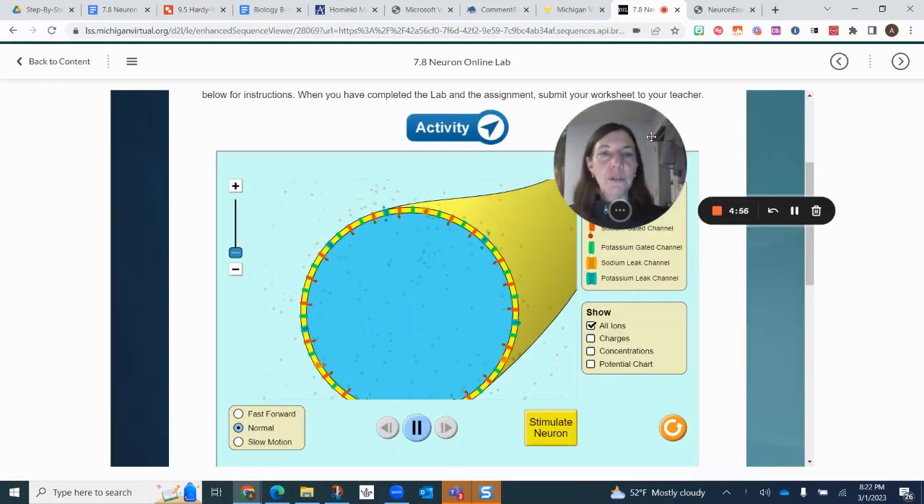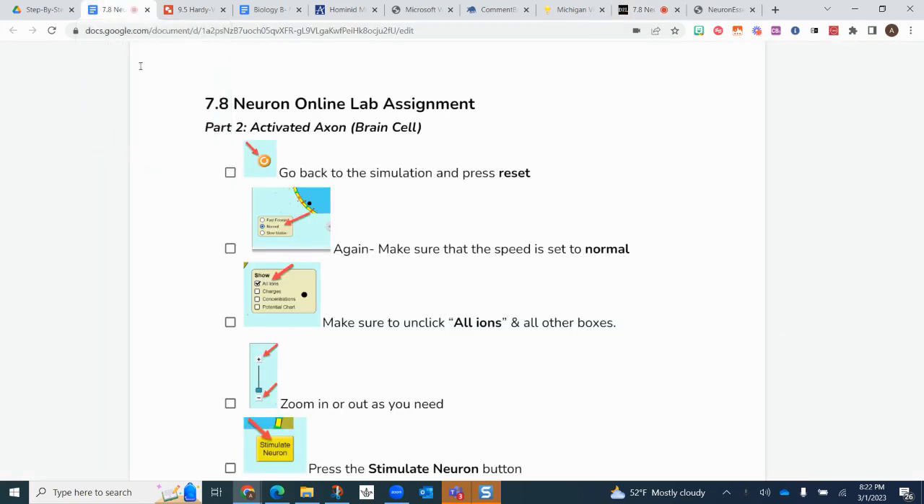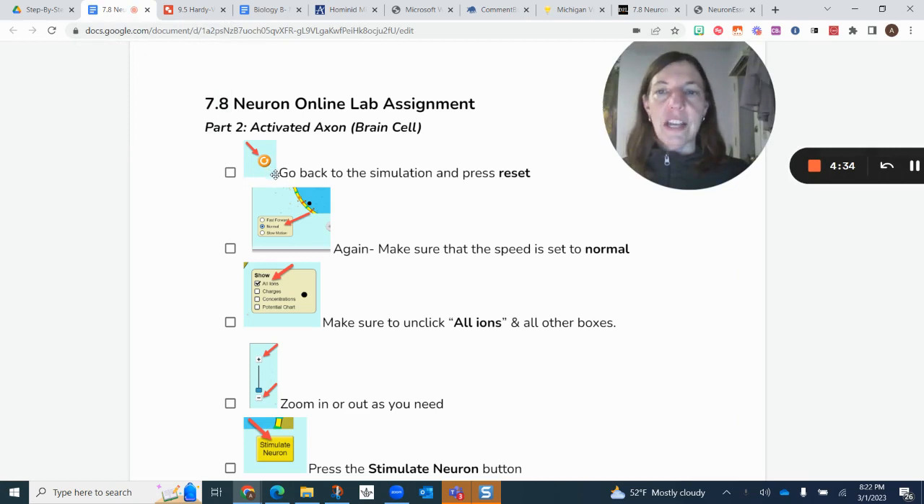This is part 2 of the Neuron Online Lab. This is where we get to activate our brain cells. Before, we were looking at our brain cells at rest; this time we're going to activate them. In particular, we're going to get a close-up of this one brain cell and see what happens when it's activated. We're going to go back to our checklist and make sure we do all the steps here.